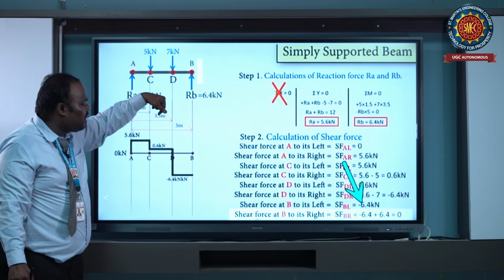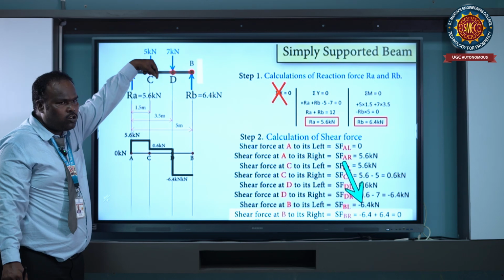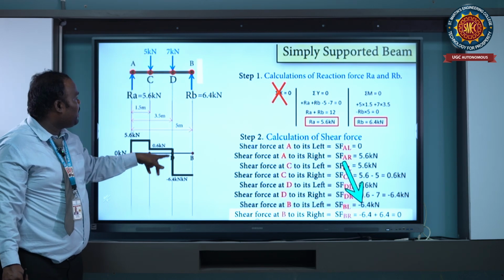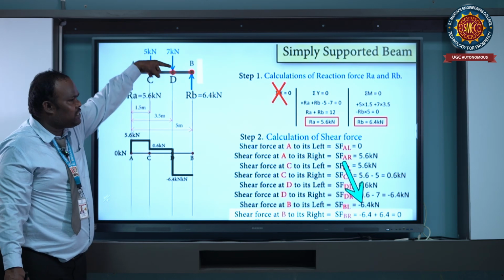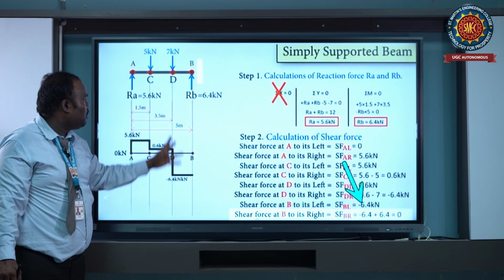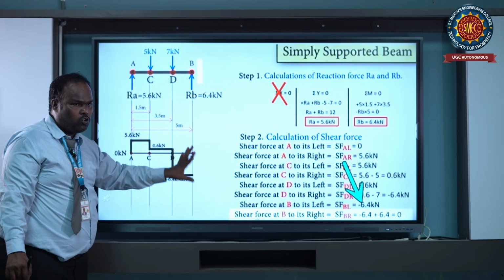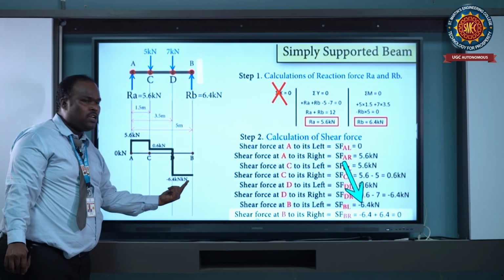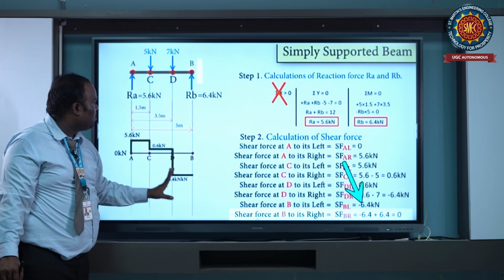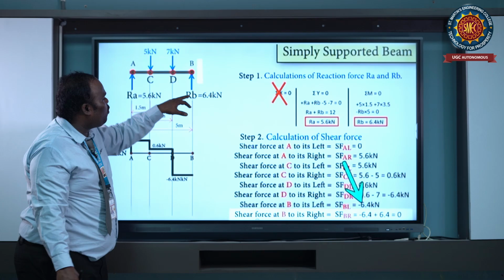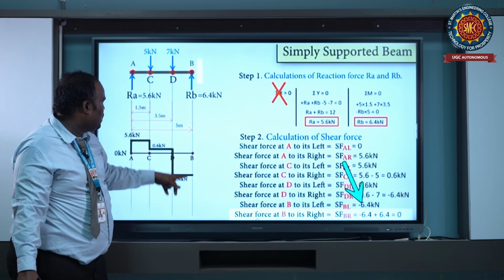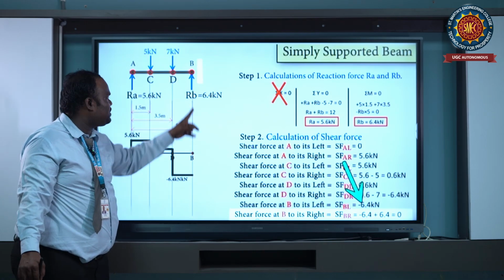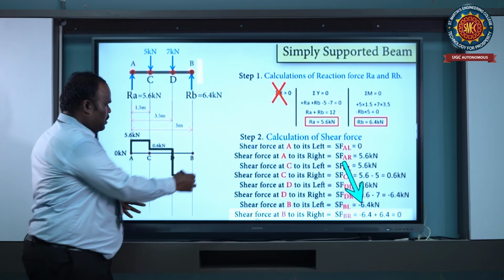At point D, 7 kilonewtons is acting in the downward direction. Then 0.6 minus 7 equals minus 6.4 kilonewton. From D to B there is no loading, so it is a constant shear force of minus 6.4 kilonewton. At point B, we have a vertical reaction of 6.4, so minus 6.4 plus 6.4 equals 0 at point B.